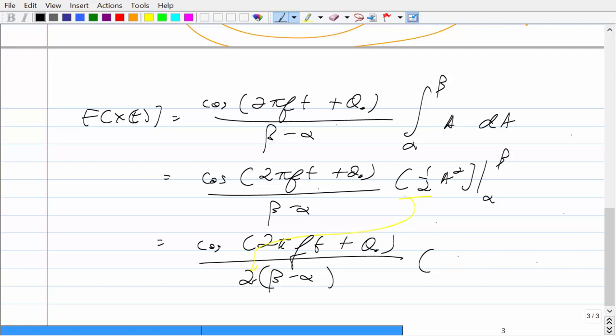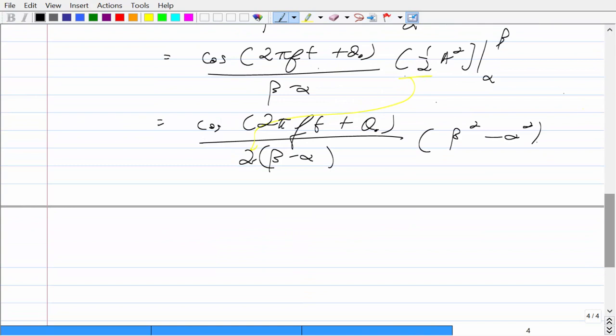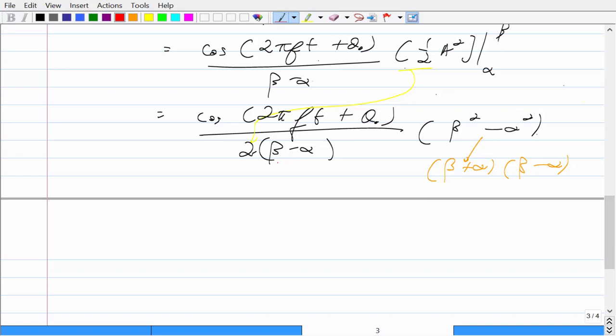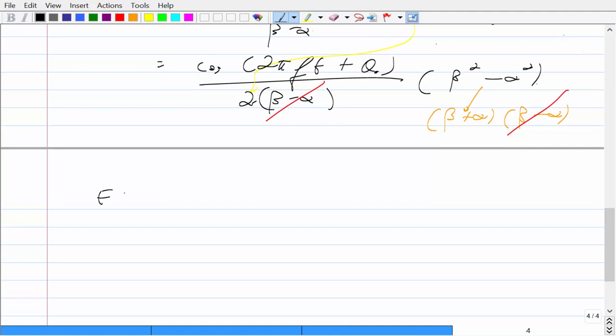You can go a little further if you like, but you can pretty much stop here. You know that this can factor into beta plus alpha and beta minus alpha, the difference of perfect squares. Then you can cancel out a beta minus alpha on the bottom and a beta minus alpha on the top. What we're left with is cosine 2 pi ft plus theta 0, which is not random but constant, divided by 2, and then multiplied by beta plus alpha.